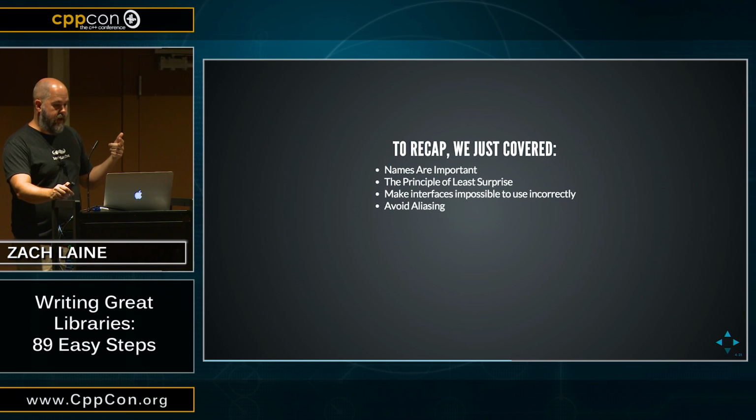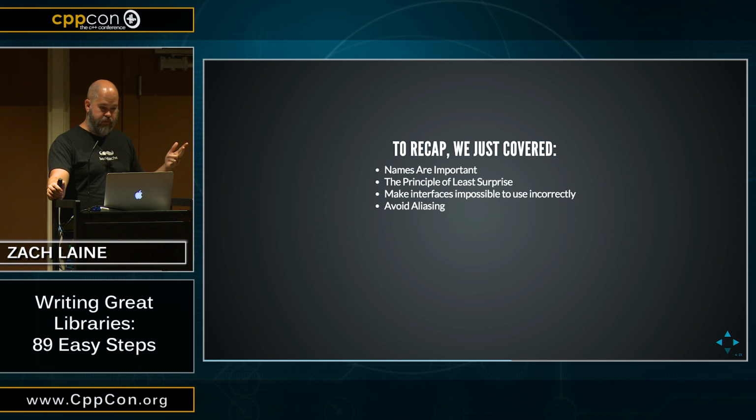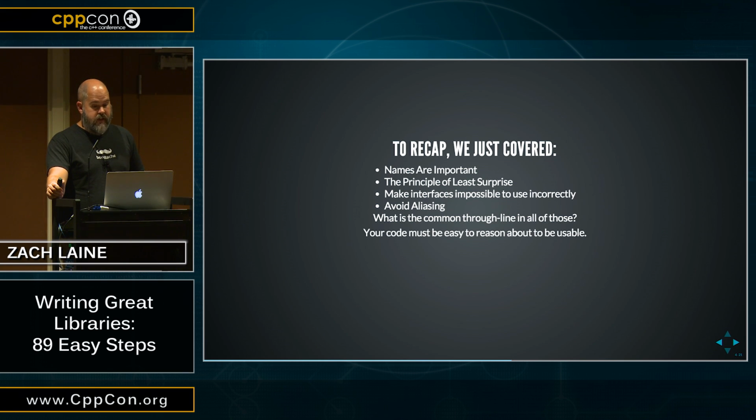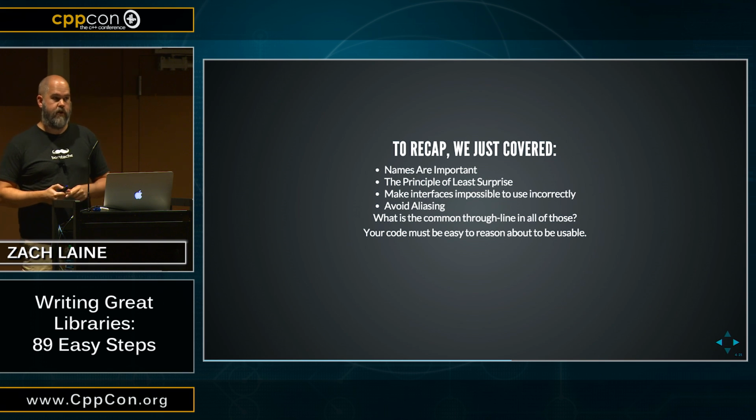Okay, so we covered these 4 things: that names are important, that there's this principle of least surprise we don't want to violate, that we should make our interfaces impossible or, if necessary, difficult to use, and avoid aliasing. But there's a common element of all these. And in fact, I would say that they're all saying the same thing, which is that your code must be easy to reason about. I don't actually consider these 4 different pieces of advice. I consider them different ways of saying a small part of the major piece of advice. Just one piece of advice: your code needs to be easy to reason about. These are 4 different ways in which you can make your code easier or harder to reason about, but it's the same piece of advice.